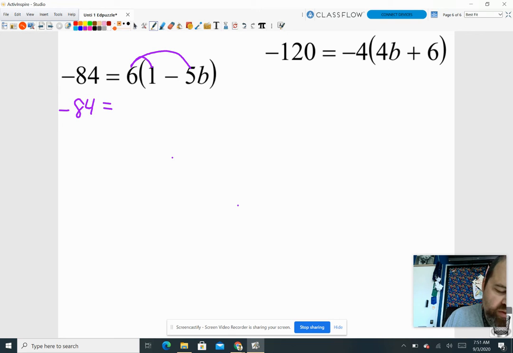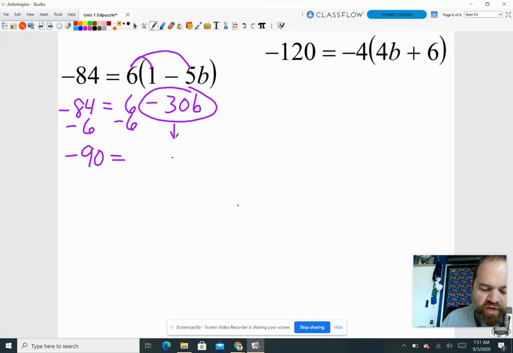-84 equals 6 minus 30b. Okay, I've got that back down to a two-step equation. So I can get rid of my 6, subtracting because it was positive. So that gives me -90 equals, and then this whole section just drops down, -30b. Divide out my -30. That's a big coefficient, but it still works. -90 divided by -30 is 3 for b.